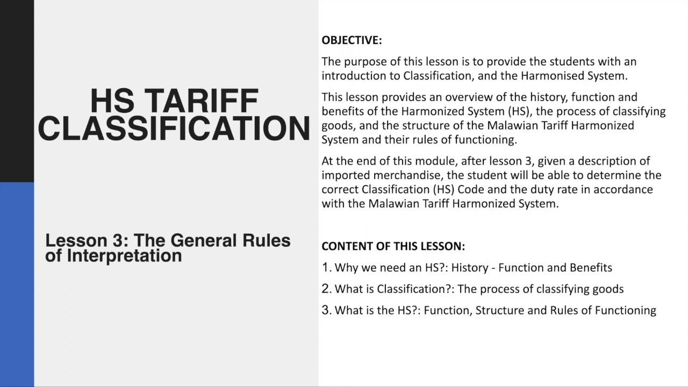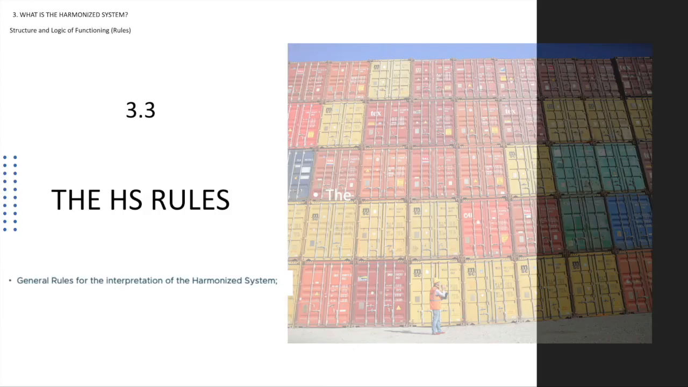The content of this first lesson is to know why we need rules when we are applying the harmonized system. What are these rules in general terms, and how do these rules work? From rule 1 to rule 6, we have already mentioned that there are 6 general rules of interpretation. We're going to review all the rules first in general terms and then in detail one by one.